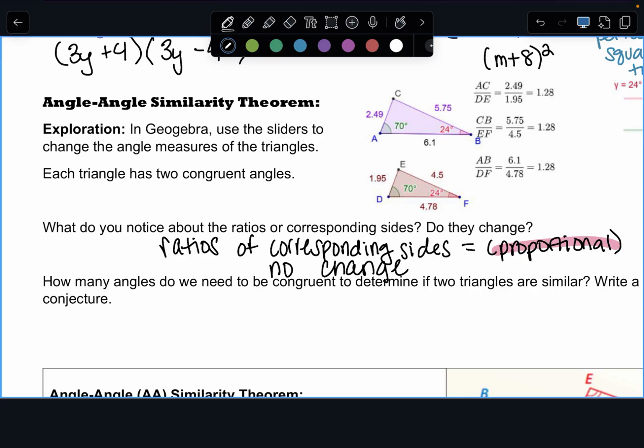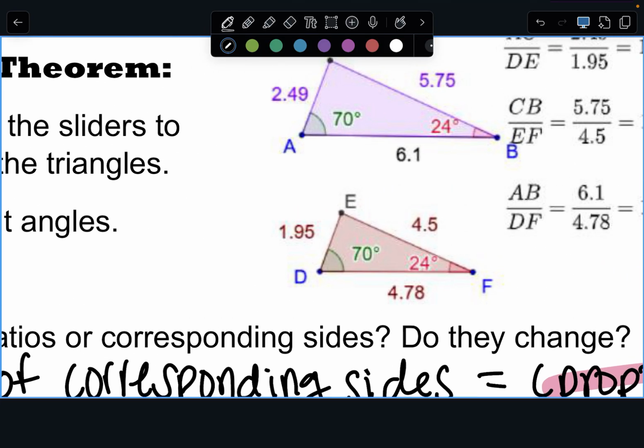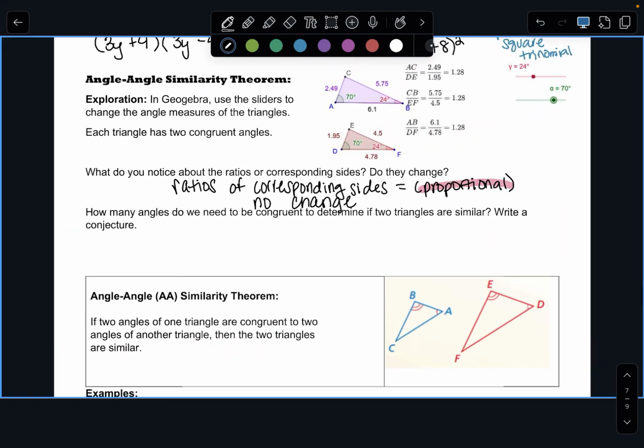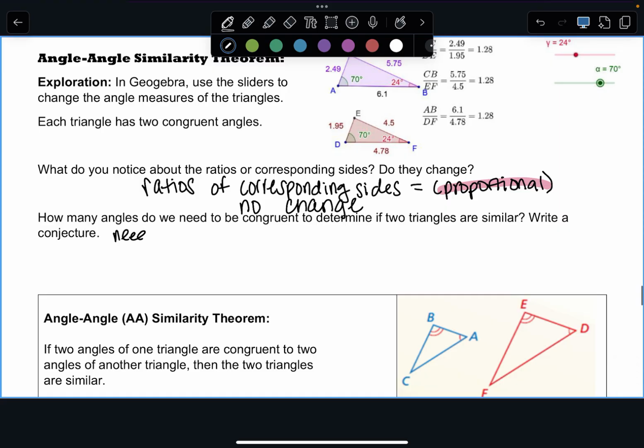So, how many angles do we need to be congruent to determine if two triangles are similar? How many angles did we have locked in on there? We had the green that always matched and the red that always matched. How many is that? 2. We only need 2 angles to determine if two triangles are similar.